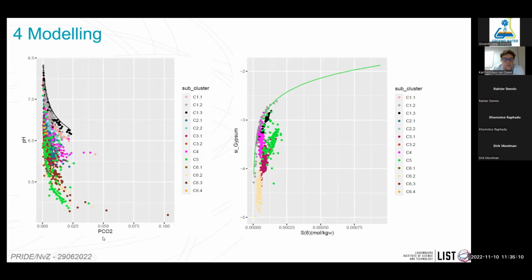So PCO2 here is the partial pressure of CO2. So for those of you who might not know how this works, when you have DOC that is oxidized, it is a combustion reaction. So you have CO2 that forms as a product, and CO2 as a gas then dissolves into the water forming carbonic acid, and the amount of carbonic acid it forms is a function of the partial pressure of CO2 and also the temperature.